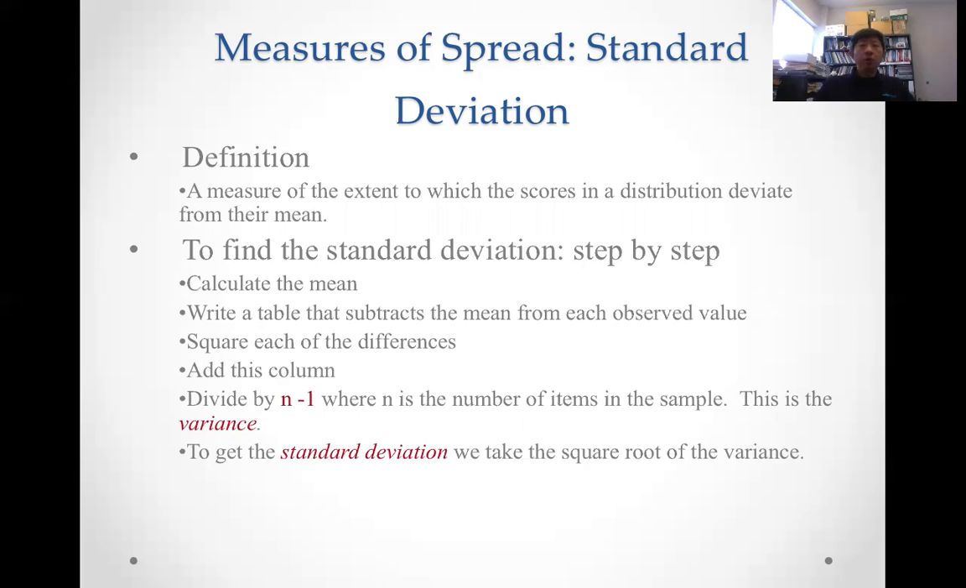Okay. First of all, you calculate the mean, and then secondly, you write a table that subtracts the mean from the observed value, and then square each of the differences. Fourth step, add the column, and then divide by n minus 1, where n is the number of items in the sample. And this is the variance. To get the standard deviation, we take the square root of the variance.